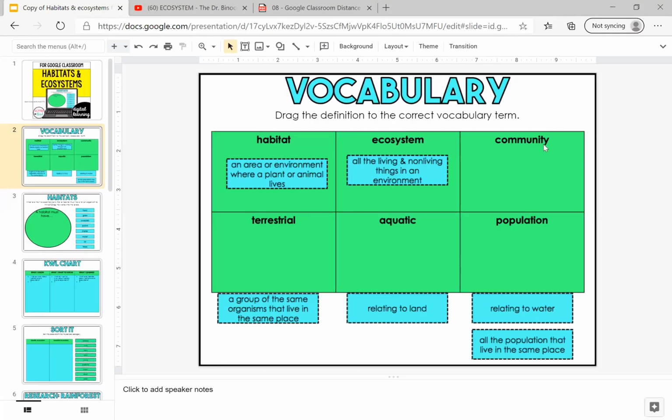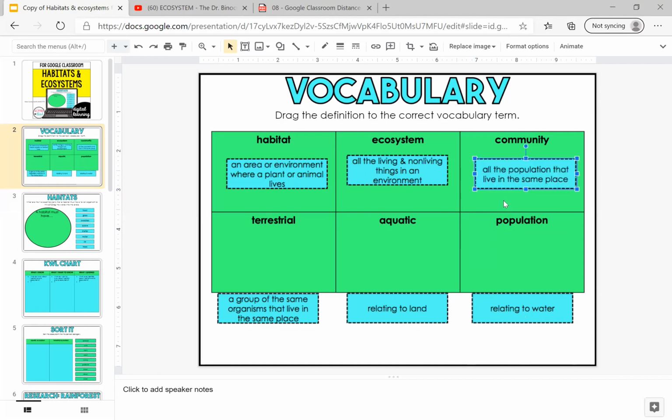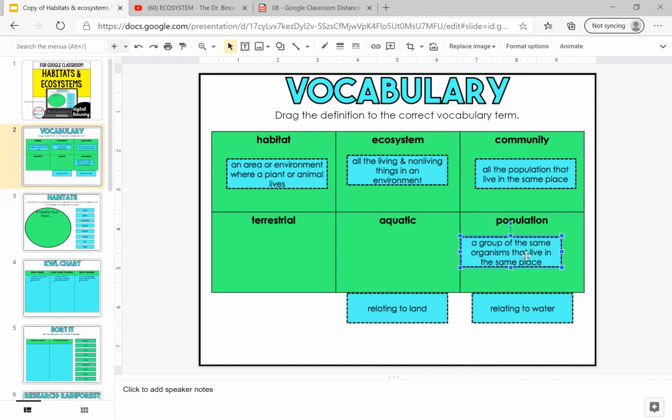Now, a community, if you think about our community and where we live, it is the population that lives in the same place. So maybe that's a community of a certain type of animal. And population is a group of the same organisms that live in the same place. So this is a specific group of organisms.